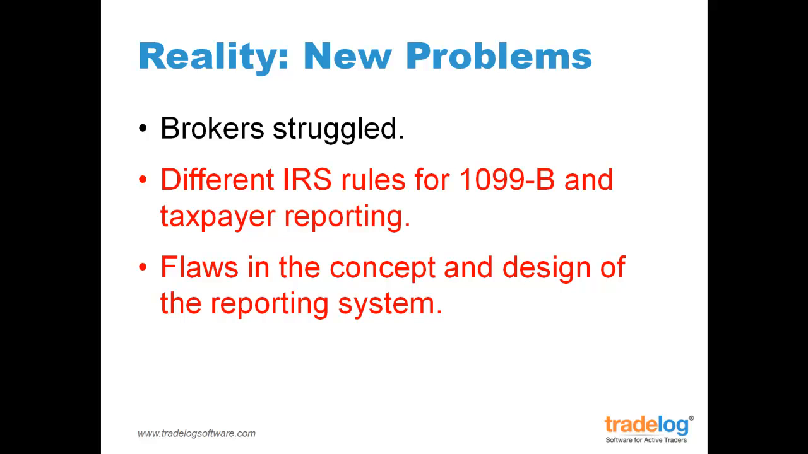But beyond the broker challenge, there were other issues that we began to see. Issues with the 1099-B, with the regulations, the whole purpose. And we saw that the 1099-B really was failing. A couple things we highlight: there are different rules for what brokers report on the 1099-B and what taxpayers have to report on their tax return. And then there are serious flaws in the whole concept and the design of the reporting system using 1099-B and what's now the new Form 8949.